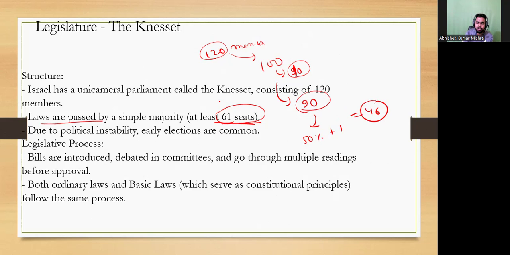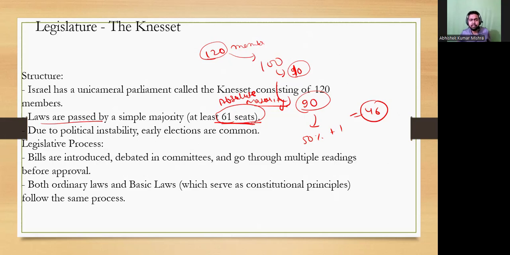61 is the magic number, which is also called the absolute majority. The absolute majority and simple majority have a difference. Absolute majority simply means 50% plus 1 of the total membership of the house, which is 50% plus 1 of 120. On the other hand, the simple majority means 50% plus 1 of the people who are present and voting. So this absolute majority is used in order to form governments, right? As I told you, no single party has ever got that majority.